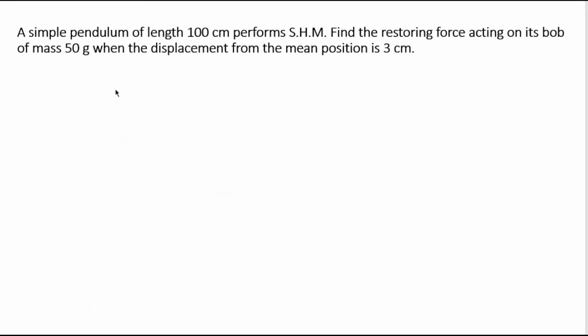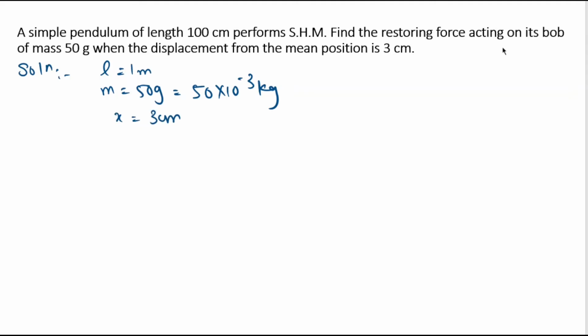A simple pendulum of length 100 cm performs SHM. Find the restoring force acting on its bob of mass 50 grams when the displacement from the mean position is 3 cm. So solution, let's write what are the things given to us. Length is given as 100 cm, which is equal to 1 meter, and mass is given as 50 grams, which can be converted into kg as 50 into 10 raised to minus 3 kg, and the displacement x from the mean position is 3 centimeter, and we need to find out the restoring force.